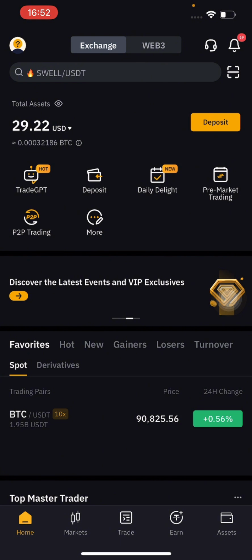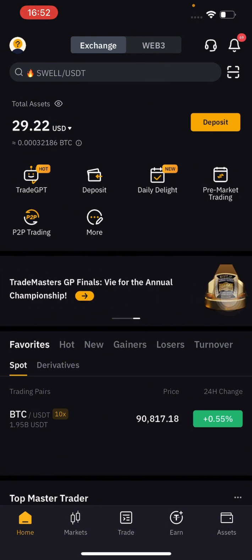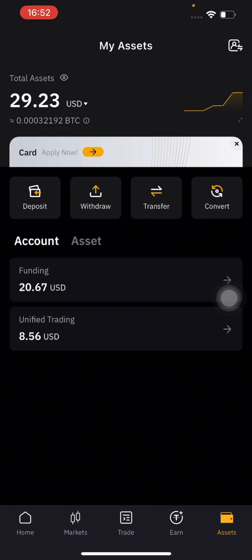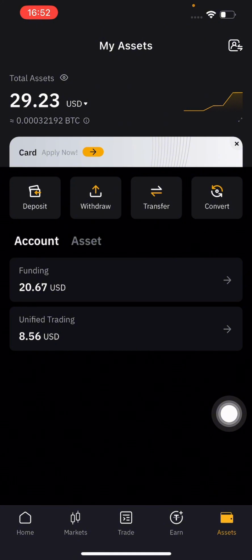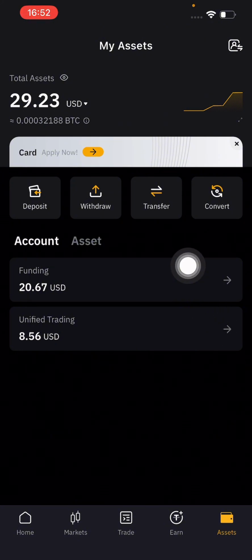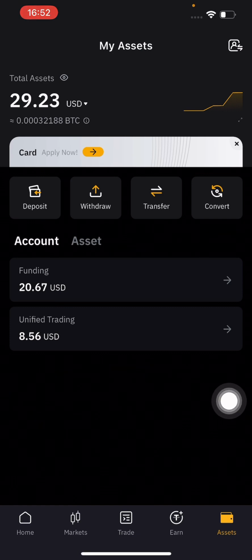So after you have deposited your funds into your Bybit exchange, your funds are going to be in the funding account. Once you deposit funds, they go directly into the funding account. So now when you want to trade with the funds, you need to transfer the funds from the funding account to the unified trading account.